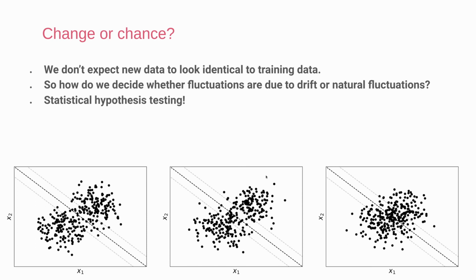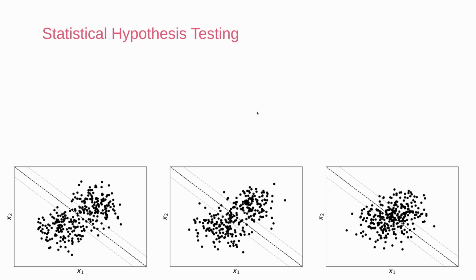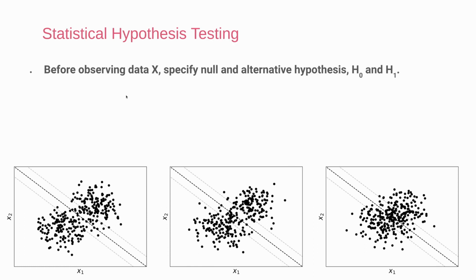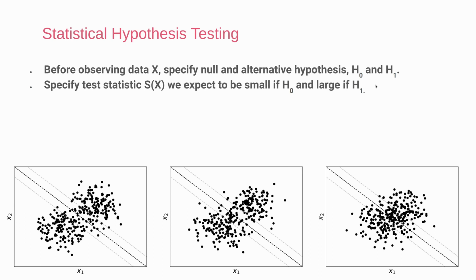The way that we can do this in a principled manner is via statistical hypothesis testing, which I'll now quickly overview for those of you who didn't do stats at school or are desperately trying to forget the experience. It works by, prior to observing the data, specifying a null and alternative hypothesis, and also specifying a test statistic, which is a function of the data that we expect to be small under the null hypothesis and large under the alternative hypothesis.